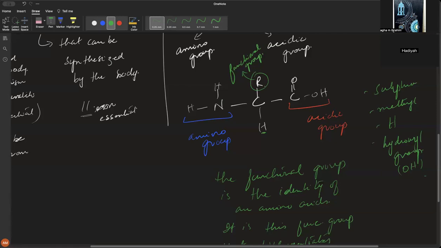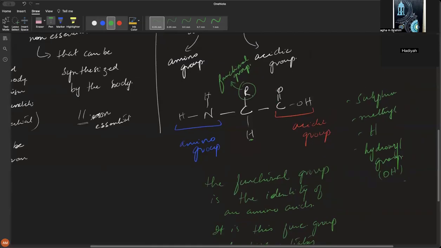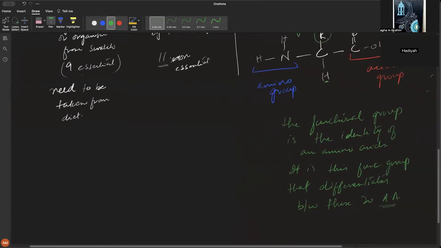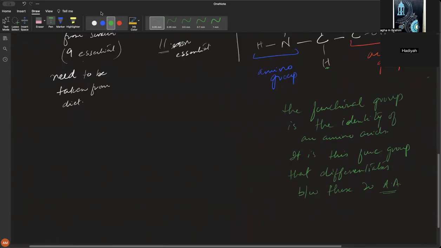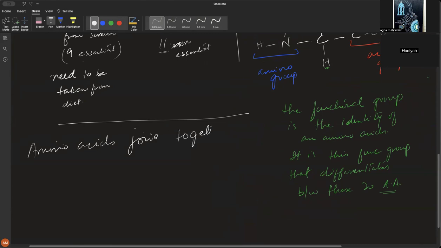Is it making sense? Everything? So this is the functional group. This is the anatomy of the amino acid molecule. Now, we have studied that amino acids join together by a condensation reaction to form a protein molecule.